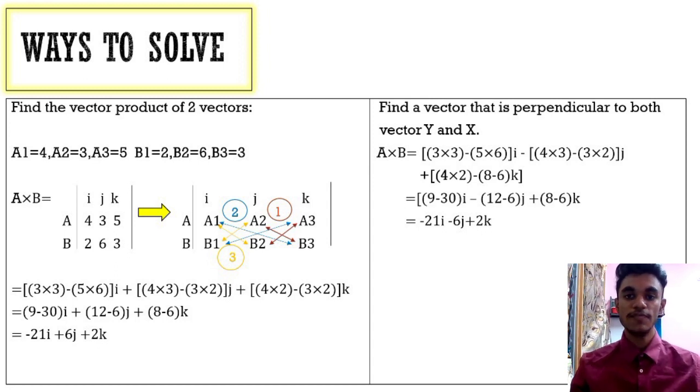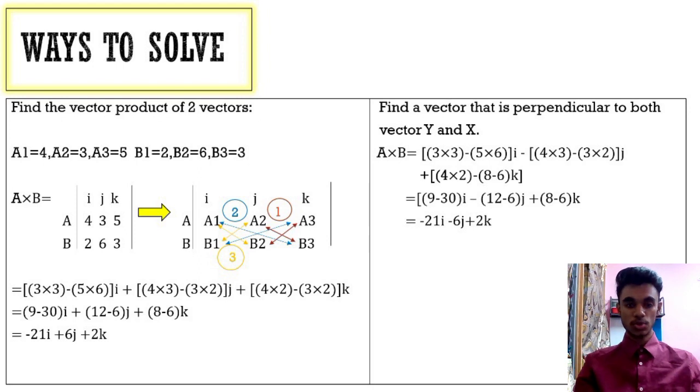Then we go to our second question: find a vector that is perpendicular to both vector y and x. Before you do this question, there's a rule. For the Cartesian plane, if you want to do an equation based on this topic, there will be a positive, negative, positive. That's the rule for each equation.